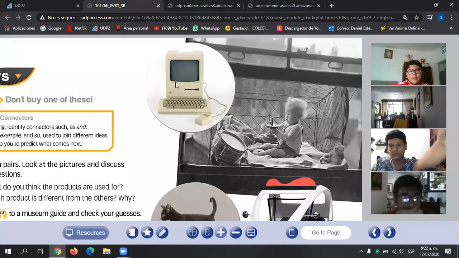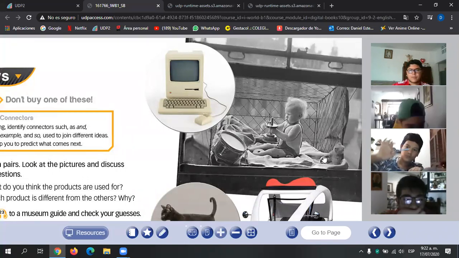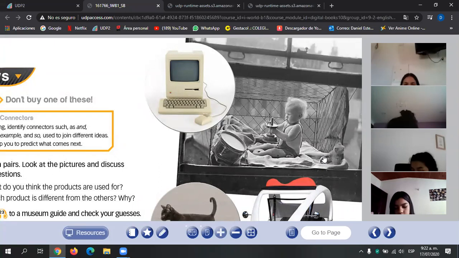This is similar to an old computer, is very similar. So one other person, maybe Nicolás, are you there? Yes, teacher. Are you there? Hello?